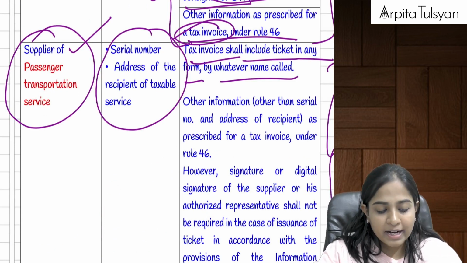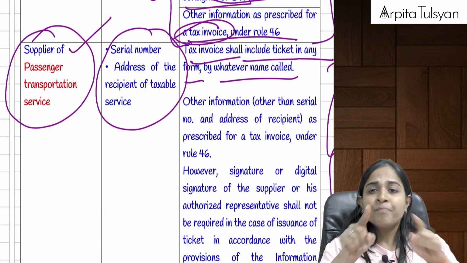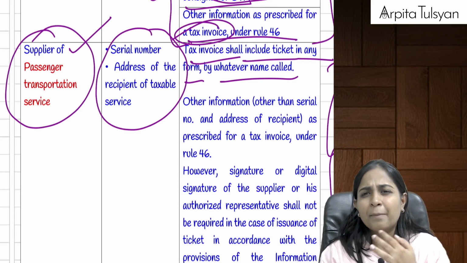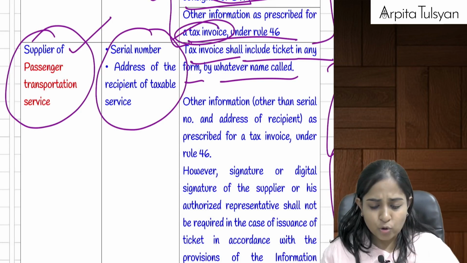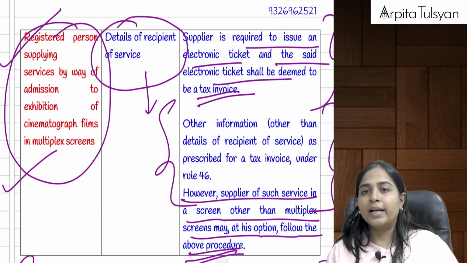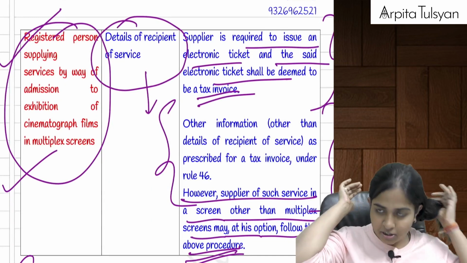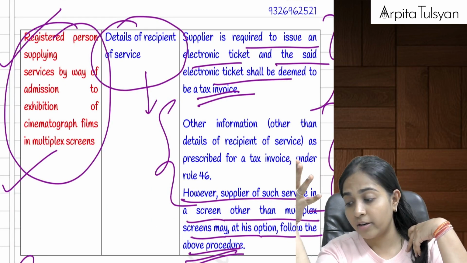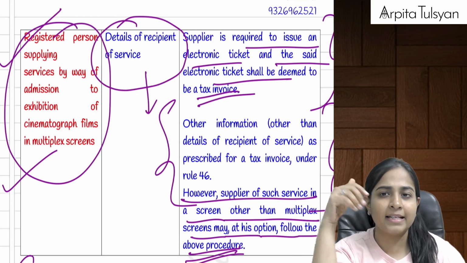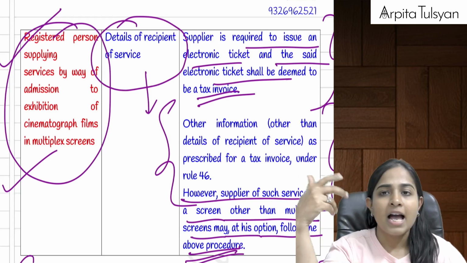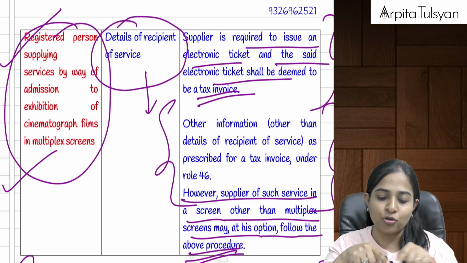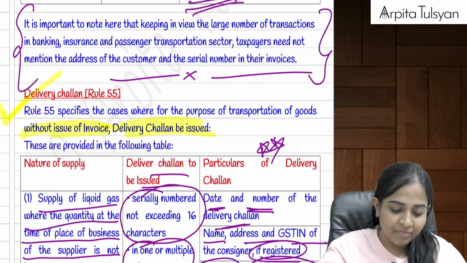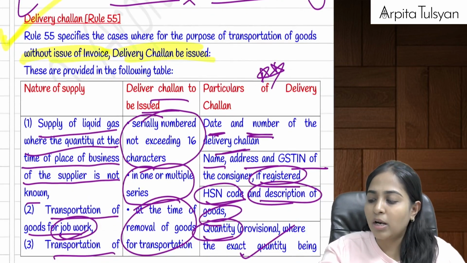If someone is providing passenger transport services, then a ticket is provided. That will be considered as the tax invoice. Serial number, address of the recipient, etc., are totally not required. And the last one: a registered person providing the service of exhibiting cinematograph films in multiplex screens, your normal movie theaters, etc. They do not issue any tax invoice, they just issue an electronic ticket, and that ticket itself is considered the tax invoice, right? So this was all about your different documents.